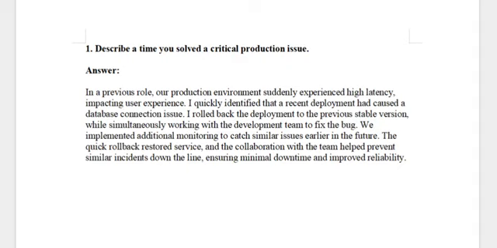You can answer this question as: in my previous role, our production environment suddenly experienced high latency, impacting user experience. I quickly identified that a recent deployment had caused a database connection issue. I rolled back the deployment to the previous stable version while simultaneously working with the development team to fix the bug. We implemented additional monitoring to catch similar issues earlier in the future. The quick rollback restored the service, and the collaboration with the team helped prevent similar incidents down the line, ensuring minimal downtime and improved reliability.